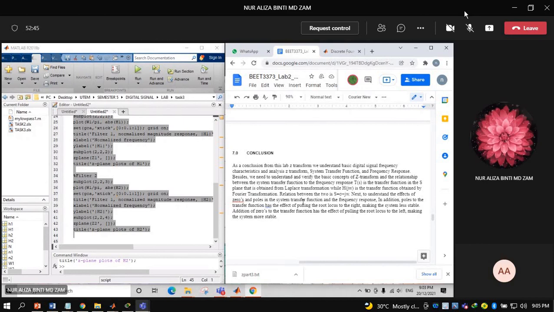Next, we understand the effect of the zero and the pole in the system transfer function and the frequency response. In addition, adding a pole to the transfer function has the effect of pulling the root locus to the right, making the system less stable. Adding zeros to the transfer function has the effect of pulling the root locus to the left, making the system more stable.